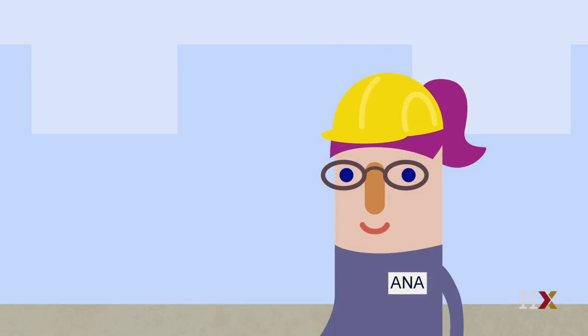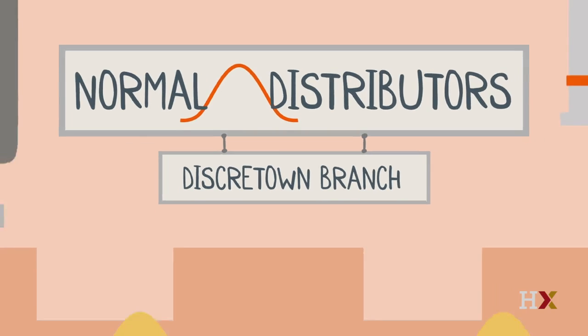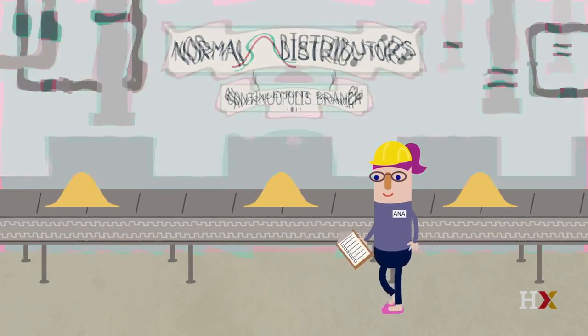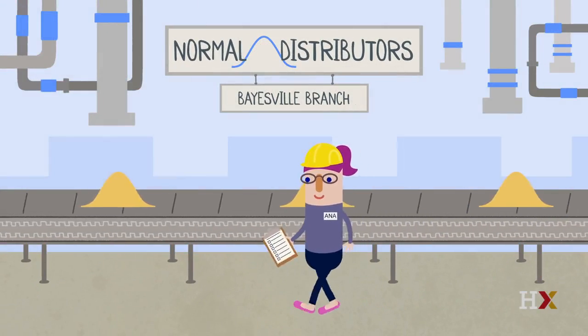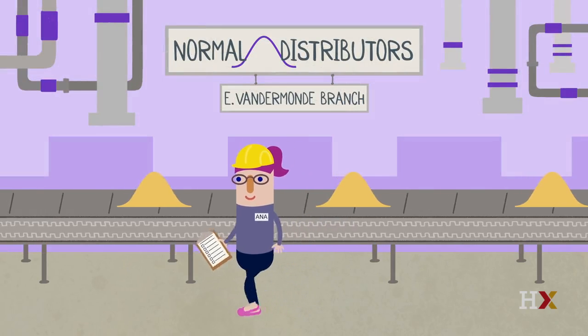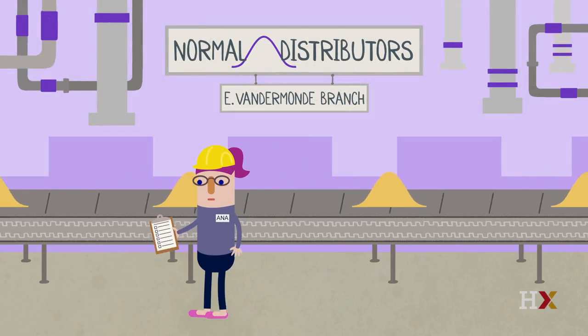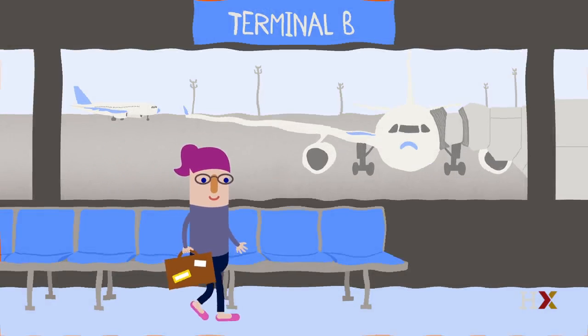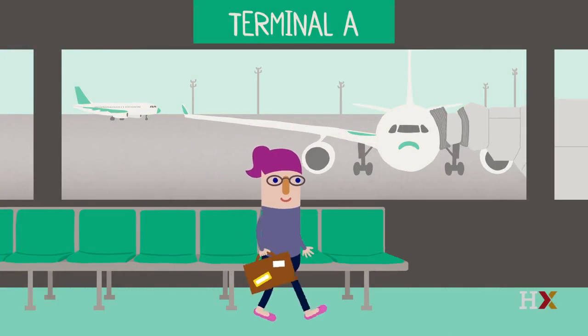Anna Markov works as a quality inspector for a company called Normal Distributors. The company has manufacturing plants in 5 cities. Anna routinely conducts surprise inspections at each site to check for abnormalities. She flies from city to city randomly through airports with direct connecting flights.